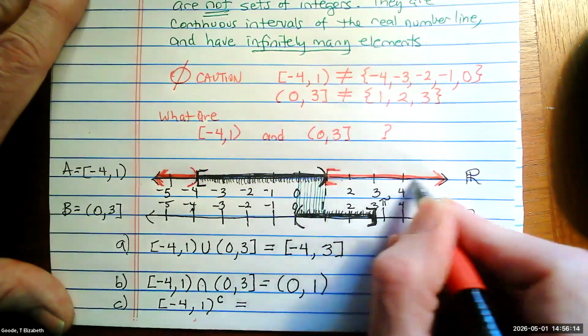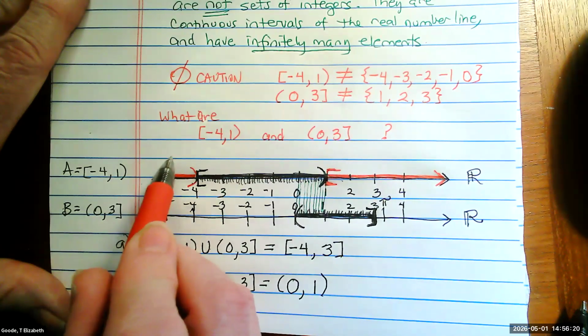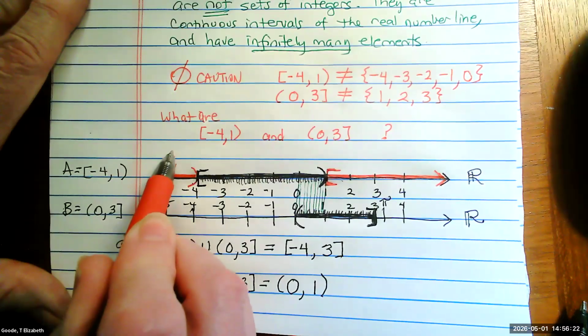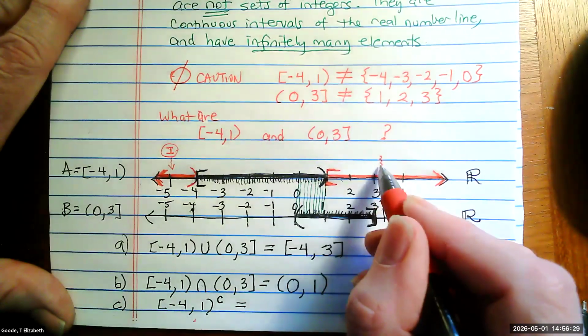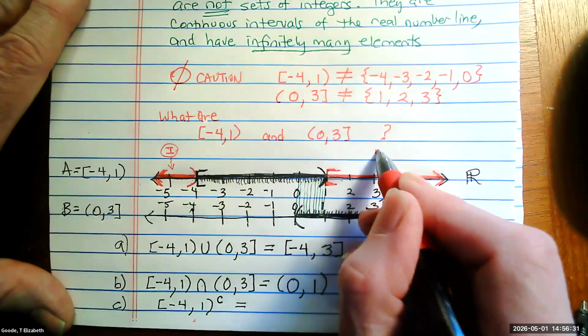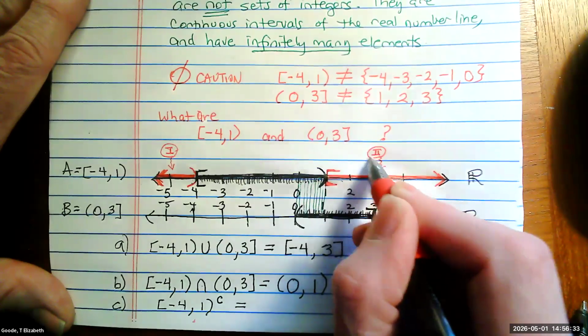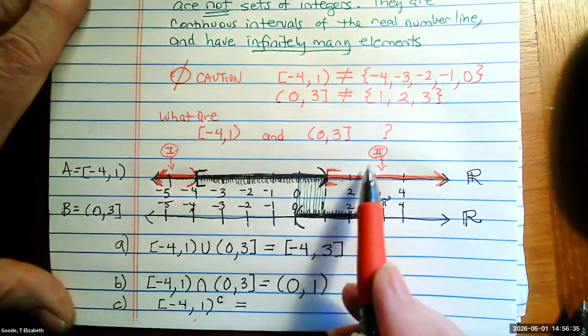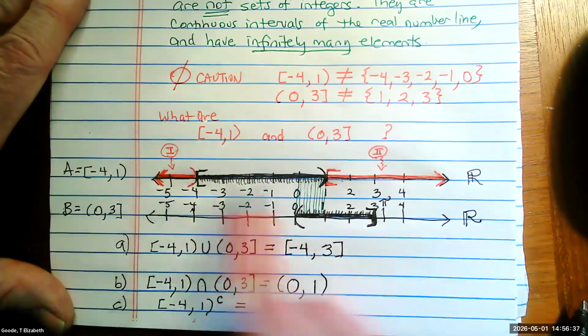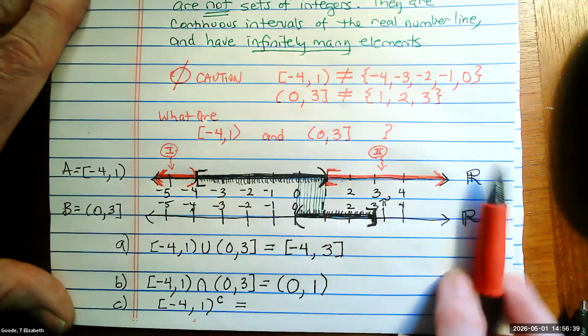Does that make sense? Yep, that makes sense. So this piece, we'll call this 1. This piece is part of A complement, but this piece is also part of A complement. A complement is 1 union 2. We have to use a union because there's a break between them.